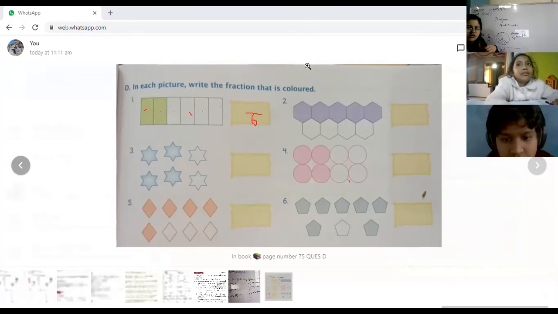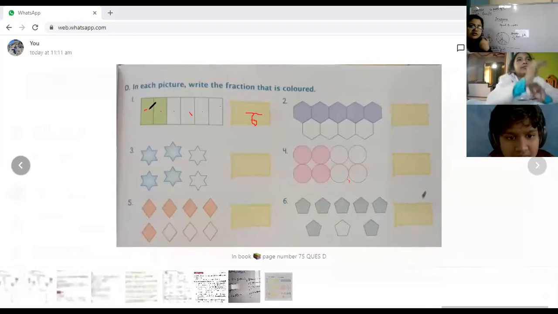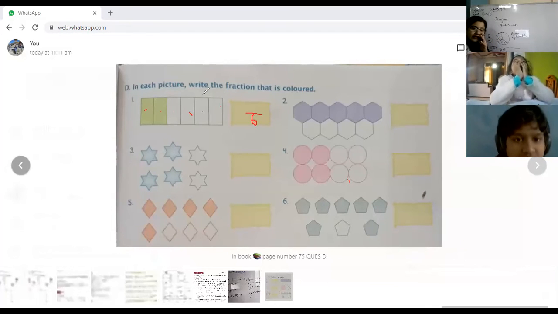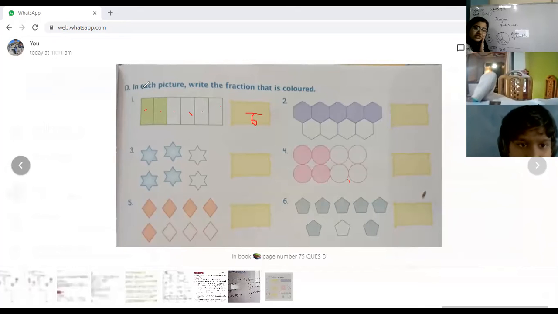Okay, see 1, 2. How many are there in the numerator? Ma'am, 2 is the numerator. See, in the question it is given, in each picture, read the question always. Because it may also say that you have to tell the not colored one. So the fraction that is colored you have to tell.